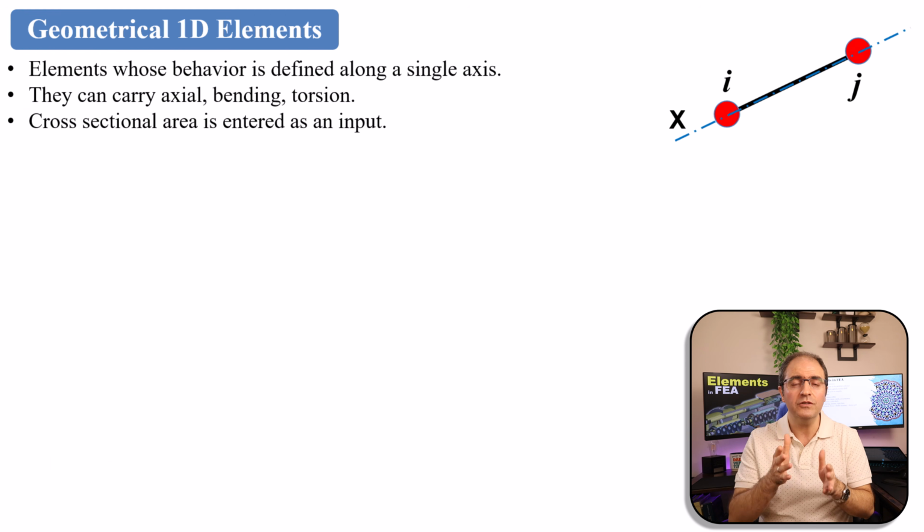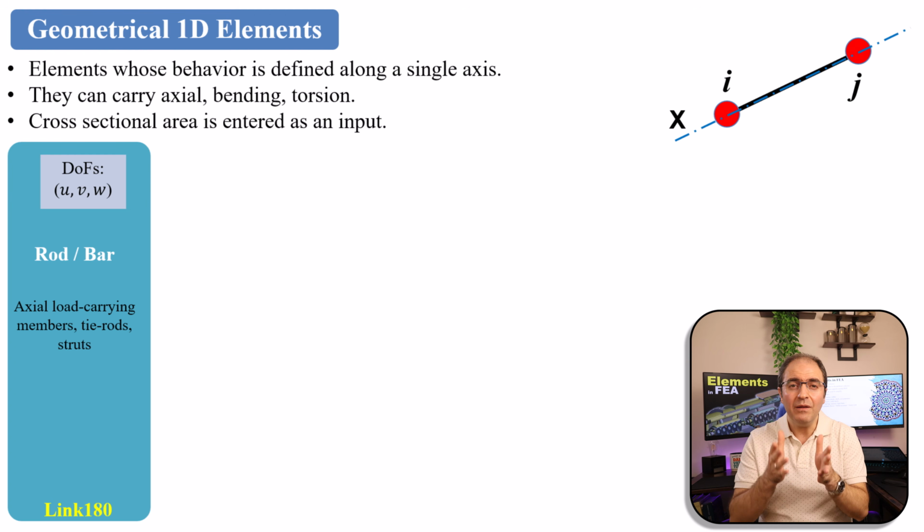Let's start with rod or bar elements. These elements carry axial loads only. They are commonly used for tie rods, struts, and truss members. Each node has 3 translational degrees of freedom, U, V, and W. From now on, U is the translation in X, V is the translation in Y, and W is the translation in Z axis. In ANSYS, this is typically the LINK180 element.